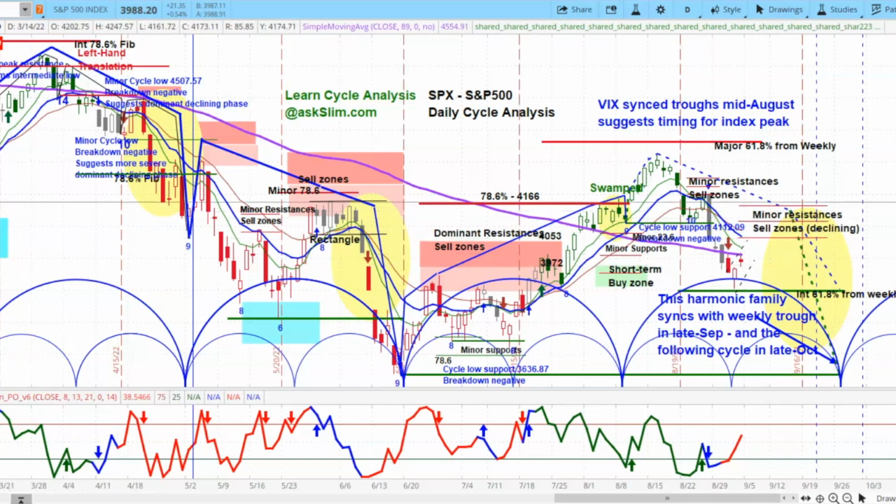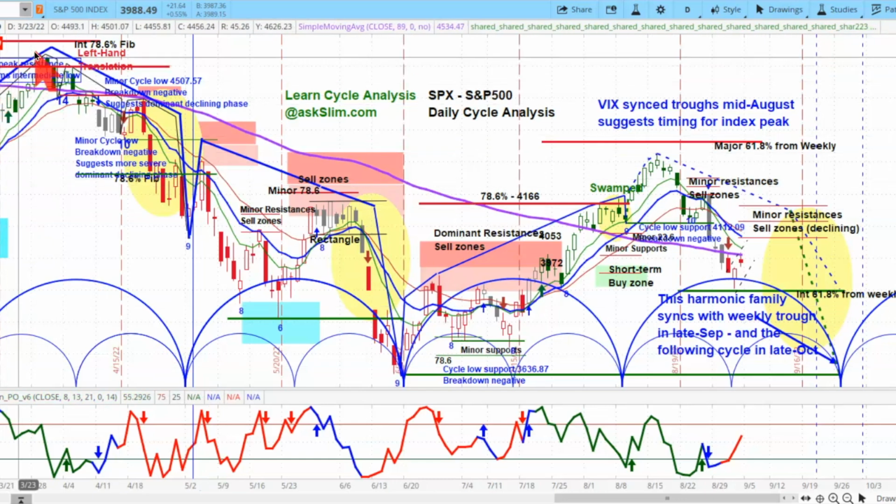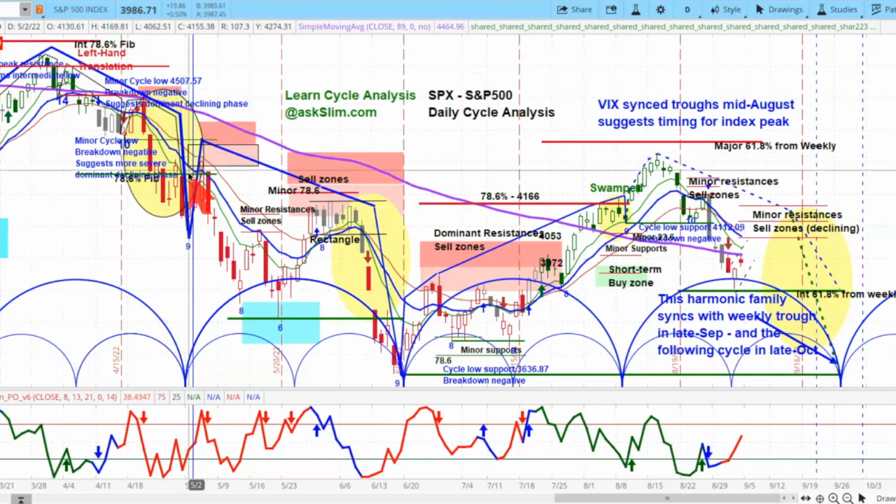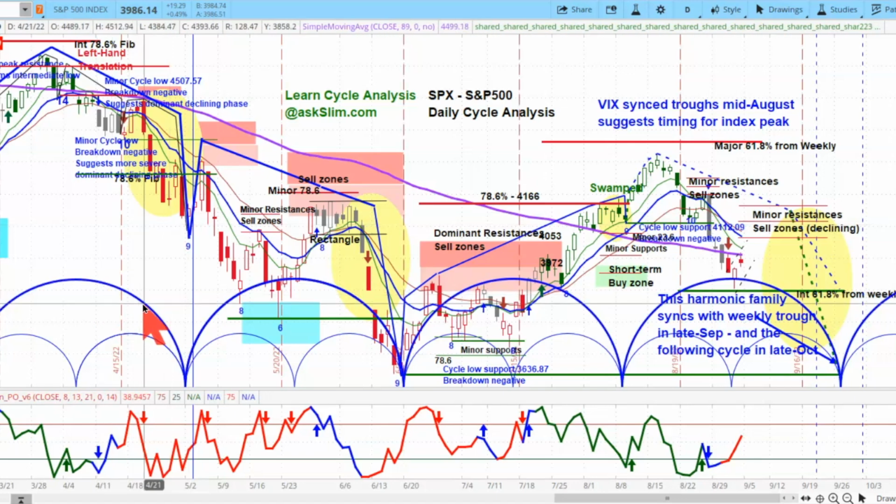So what we have right over here, as you can see, is a rising cycle and a declining phase to that cycle. And you can see right here, that was the ideal. And this is how it resolved. So right up on here are the actual cycle lines, and these are the ideal.